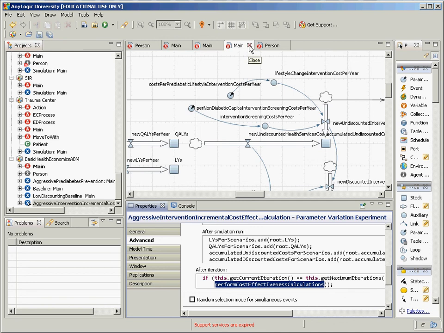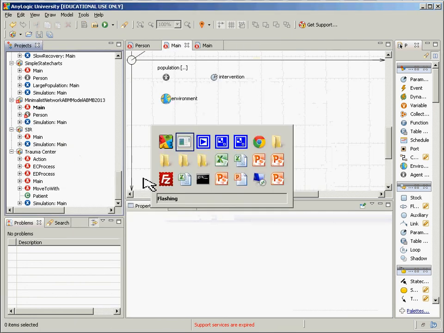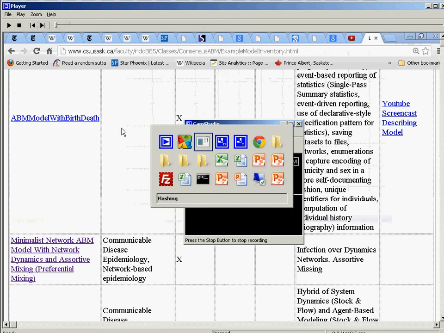So that was a second hybrid model I wanted to bring to your attention. It's a basic health economics model, and I'm going to stop this.